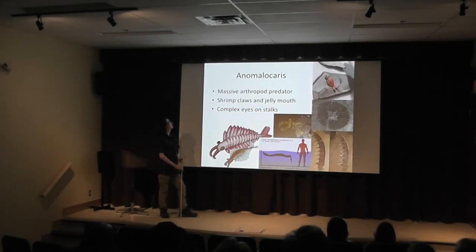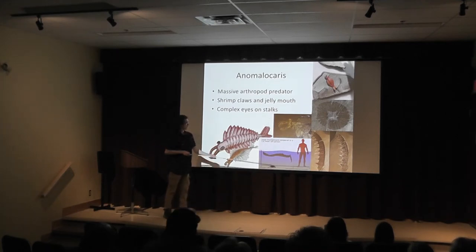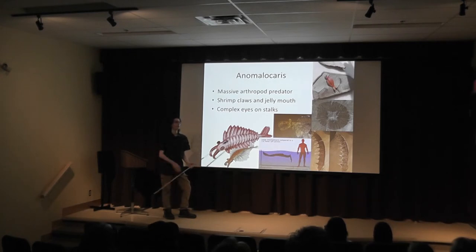Predators like Anomalocaris, this massive apex predator, well, large for its time, compared to us, it was about the size of a dog. And it had shrimp-like claws and a jellyfish-like mouth. And originally, paleontologists thought exactly that. They believed its mouth part to be that of a jellyfish, and its claws to be bodies of shrimp. Eventually, they did find the rest of the body and found it all to be part of one creature.